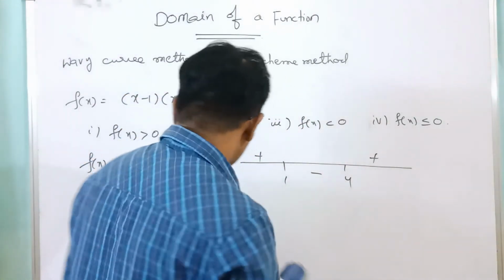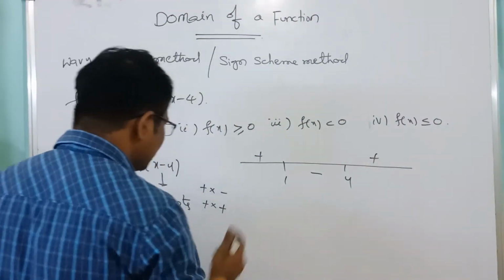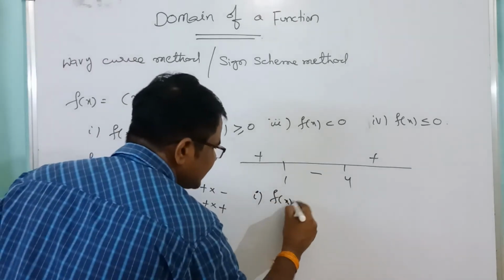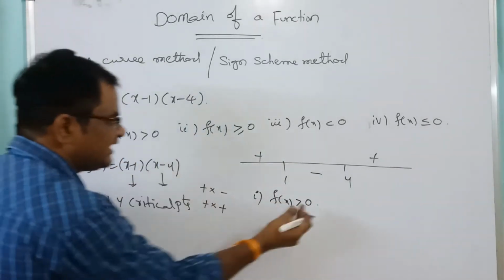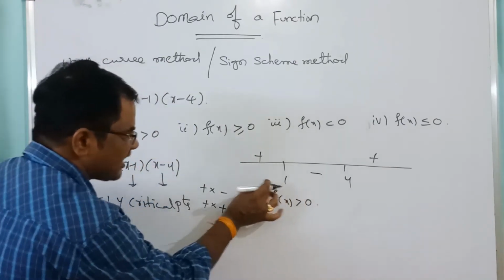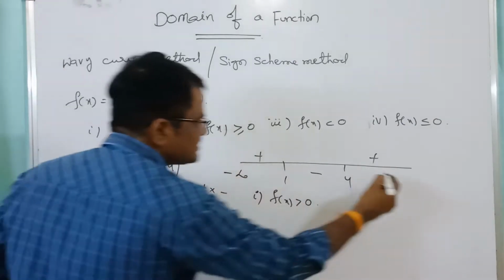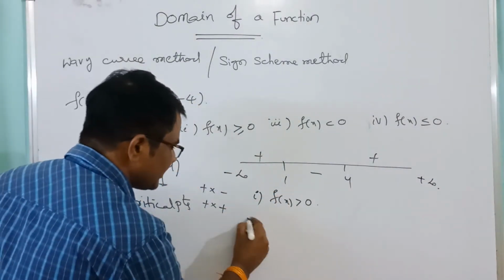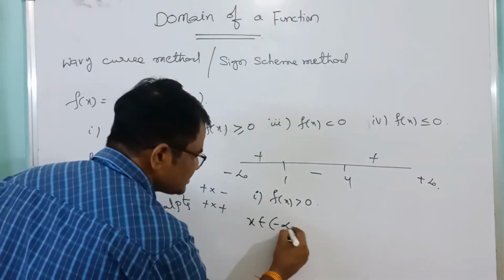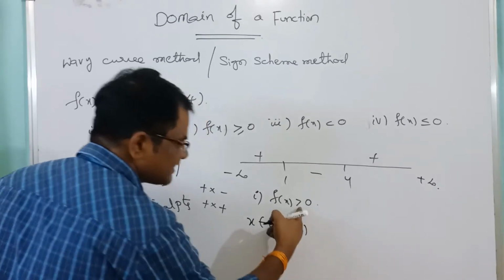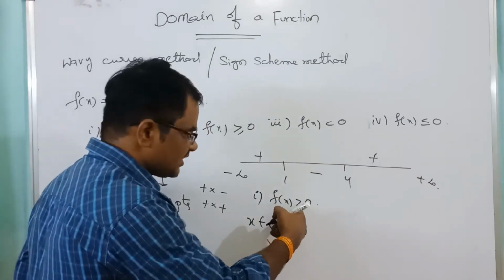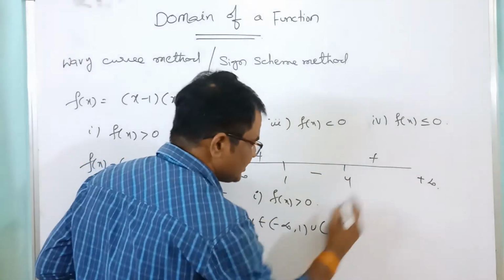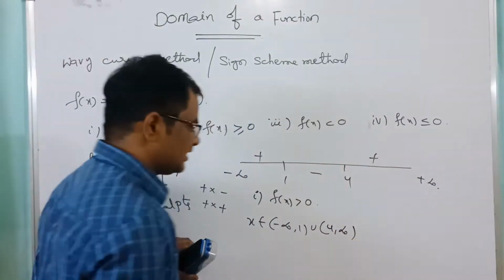Now, what they are asking: the first condition is f of x greater than 0, meaning the expression is positive. Here minus infinity is there, and here plus infinity is there. It is positive when x belongs to minus infinity to 1, strictly greater than 0, so that's why an open interval, union 4 to infinity.